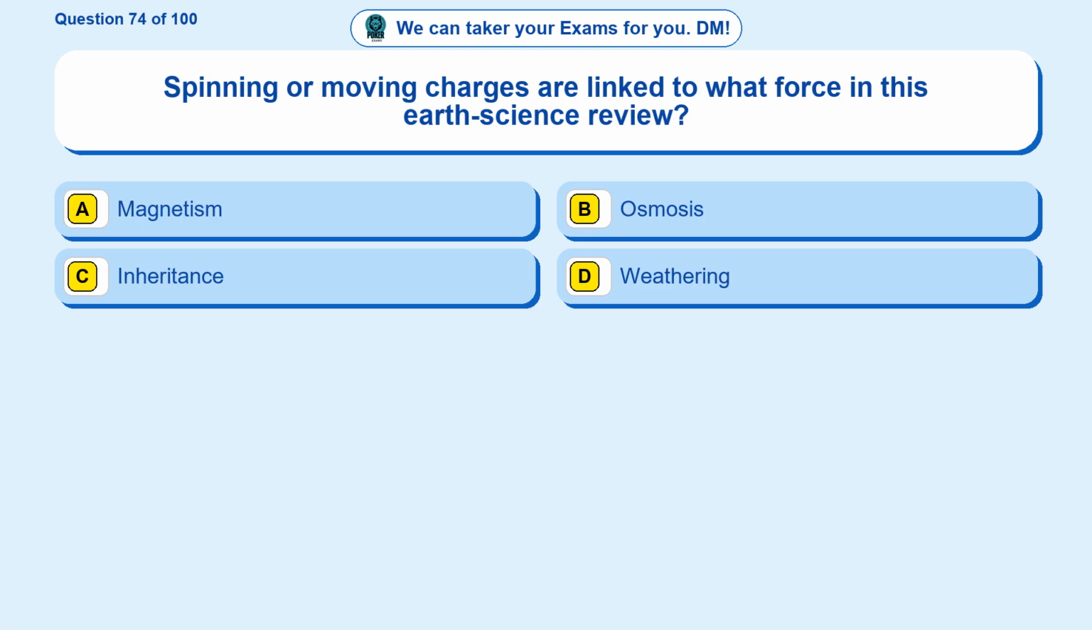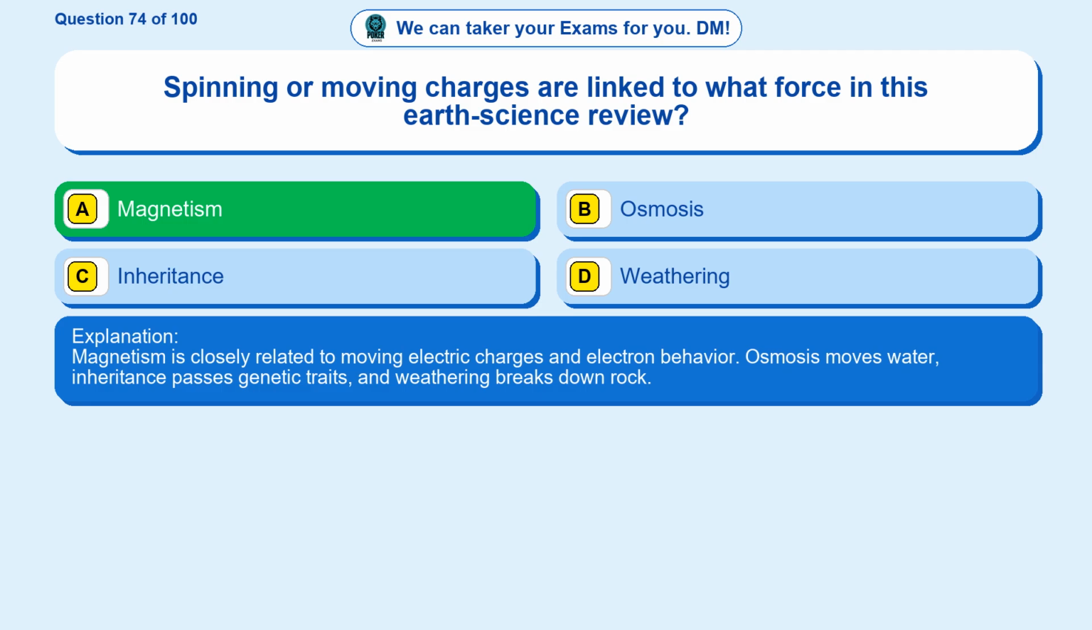Question 74. Spinning or moving charges are linked to what force in this Earth Science Review? Option A, magnetism. Option B, osmosis. Option C, inheritance. Option D, weathering. The correct answer is option A. Magnetism. Magnetism is closely related to moving electric charges and electron behavior. Osmosis moves water, inheritance passes genetic traits, and weathering breaks down rock.